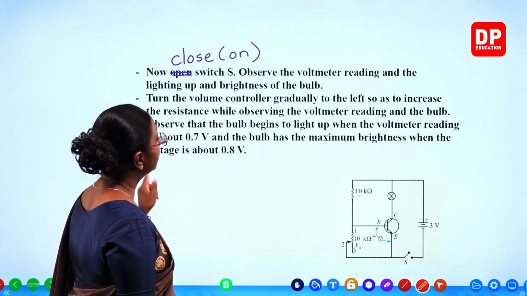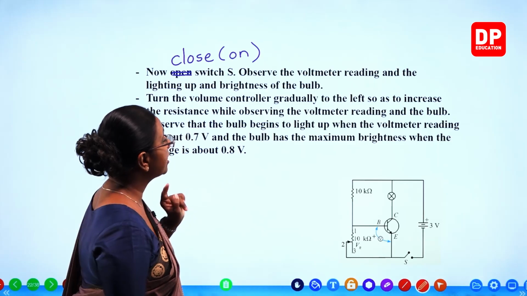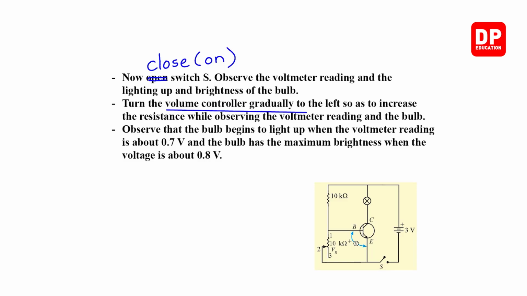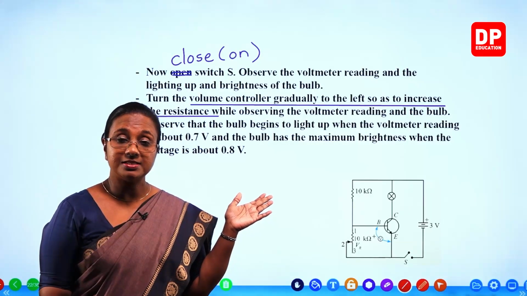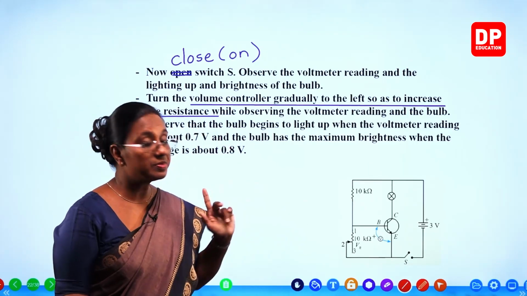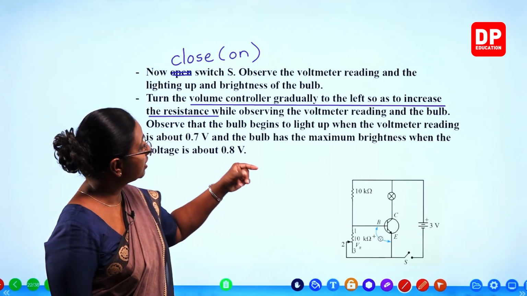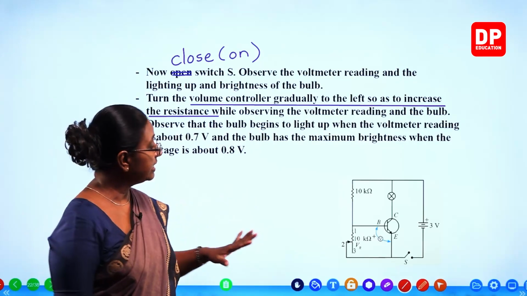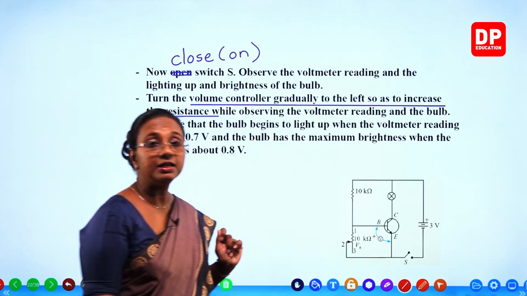Turn the volume controller gradually to the left so as to increase the resistance, while observing the voltmeter reading and the bulb. Earlier we turned it to the right so that the resistance becomes the lowest value, and then we closed the switch and observed the bulb. Now we try to increase the resistance by rotating the volume controller. At the same time, you have to look at the bulb and the voltmeter.